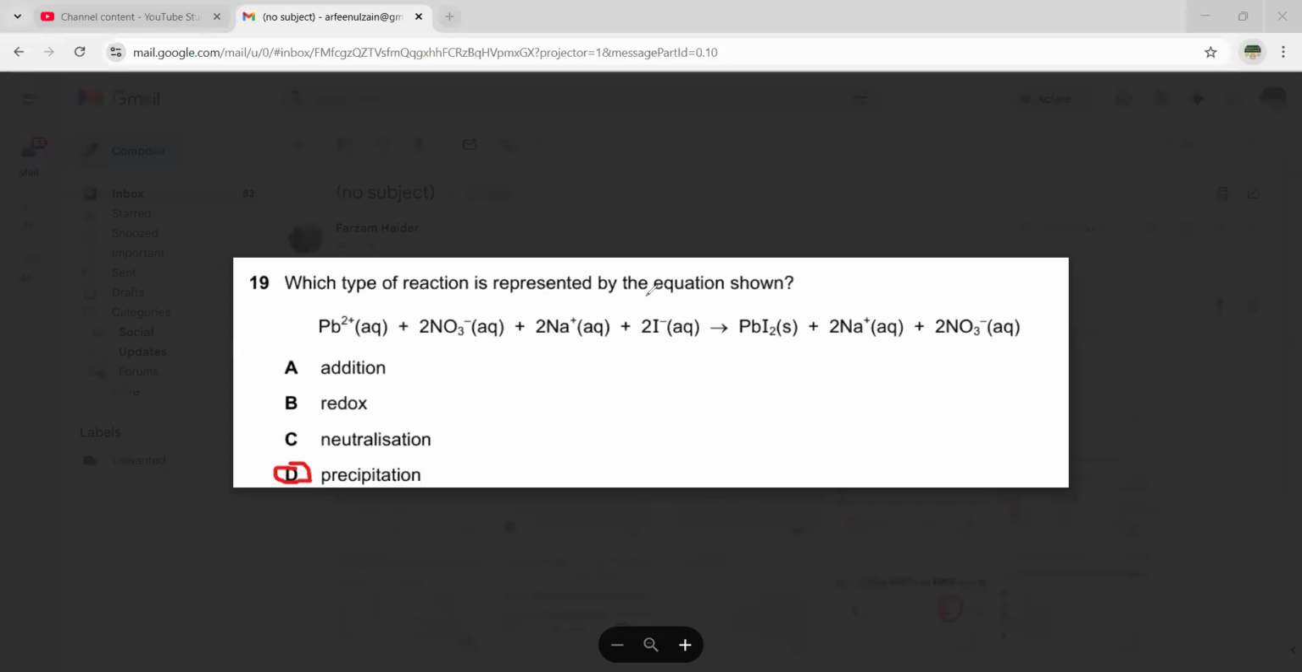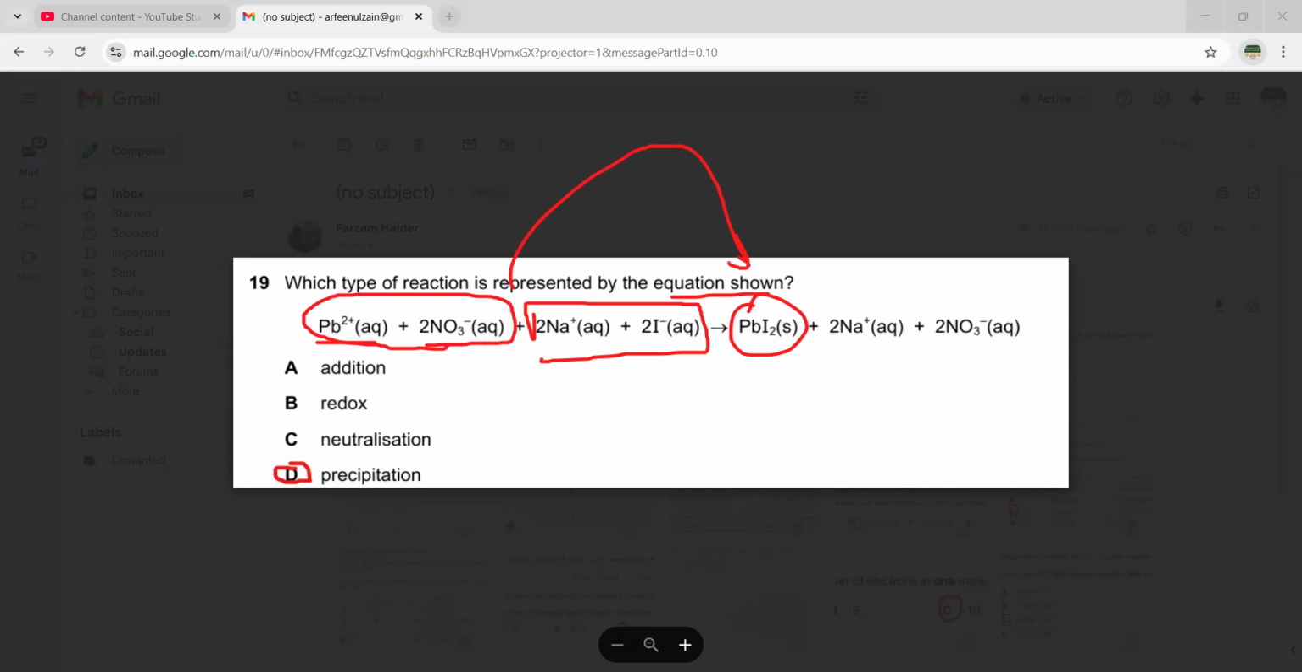Which type of reaction is represented by the equation shown? This equation is representing precipitation, because two solutions are mixed: this is one solution, aqueous, and this is another solution, aqueous, and they form a solid. When two solutions form a solid, we call this type of reaction a precipitation reaction, PPT.